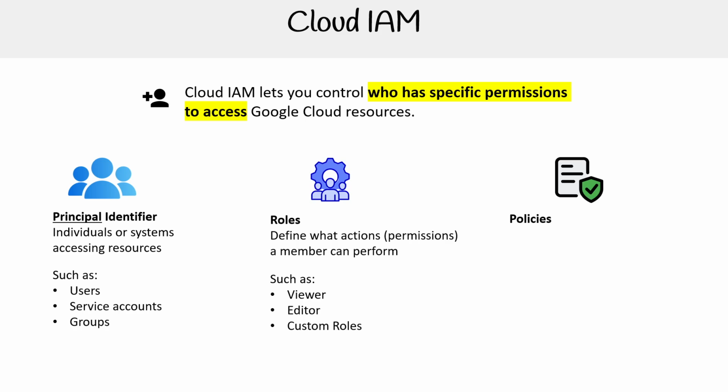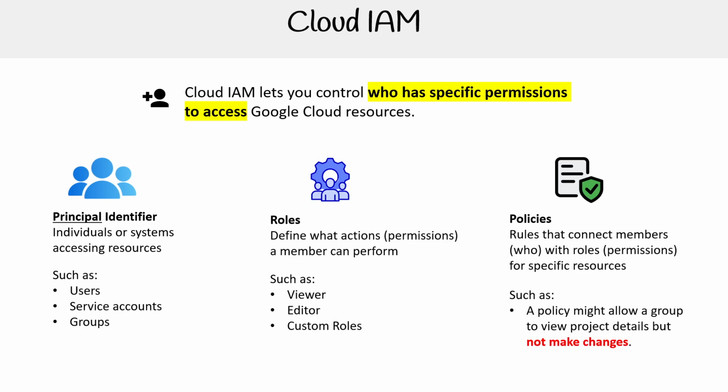Then within roles, you actually have your policy. So these are the rules that connect members, for who, with the roles, with permissions for specific resources. So this could be a policy that might allow a group to view project details but not make changes. But anyway, this is an overview, and then we will jump deeper into this, okay?